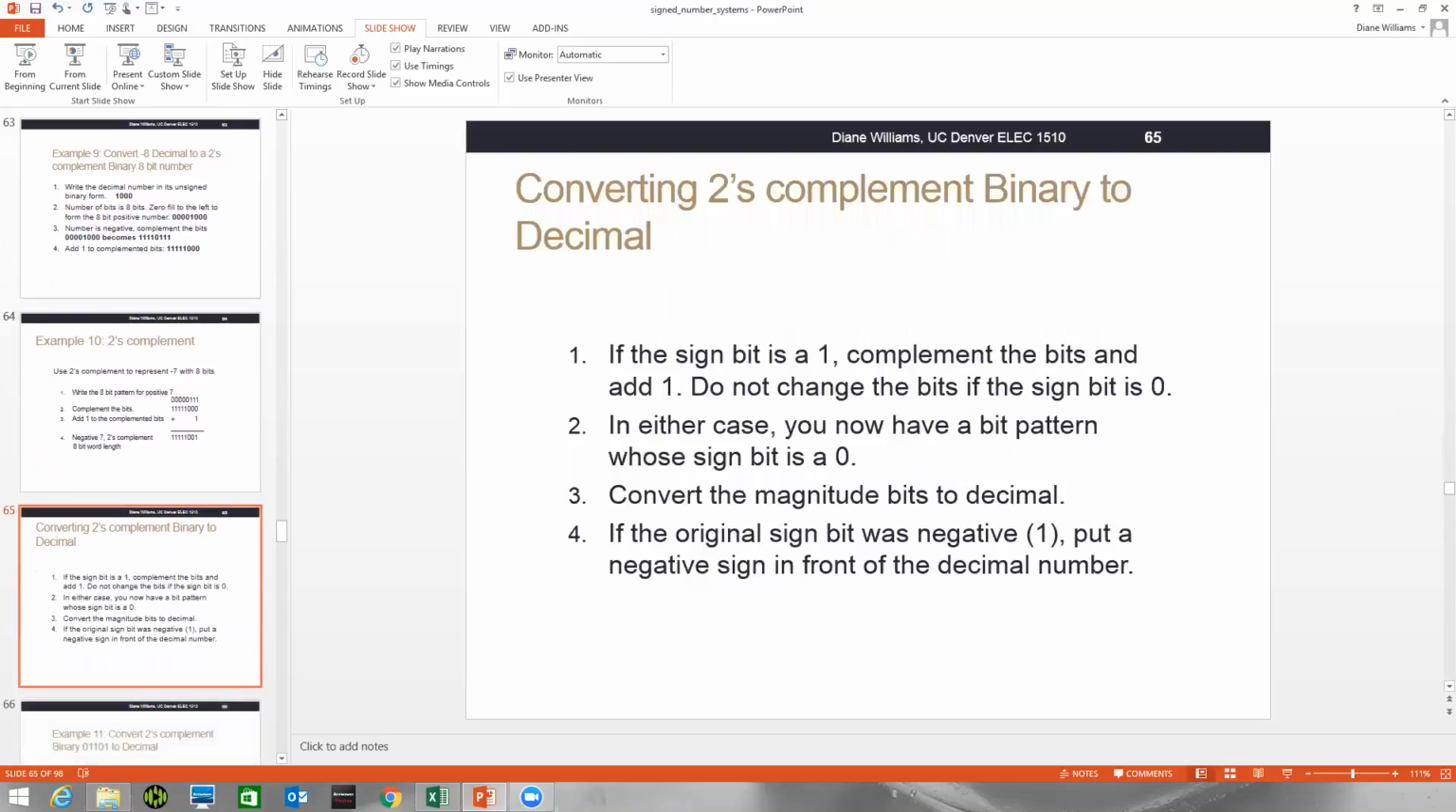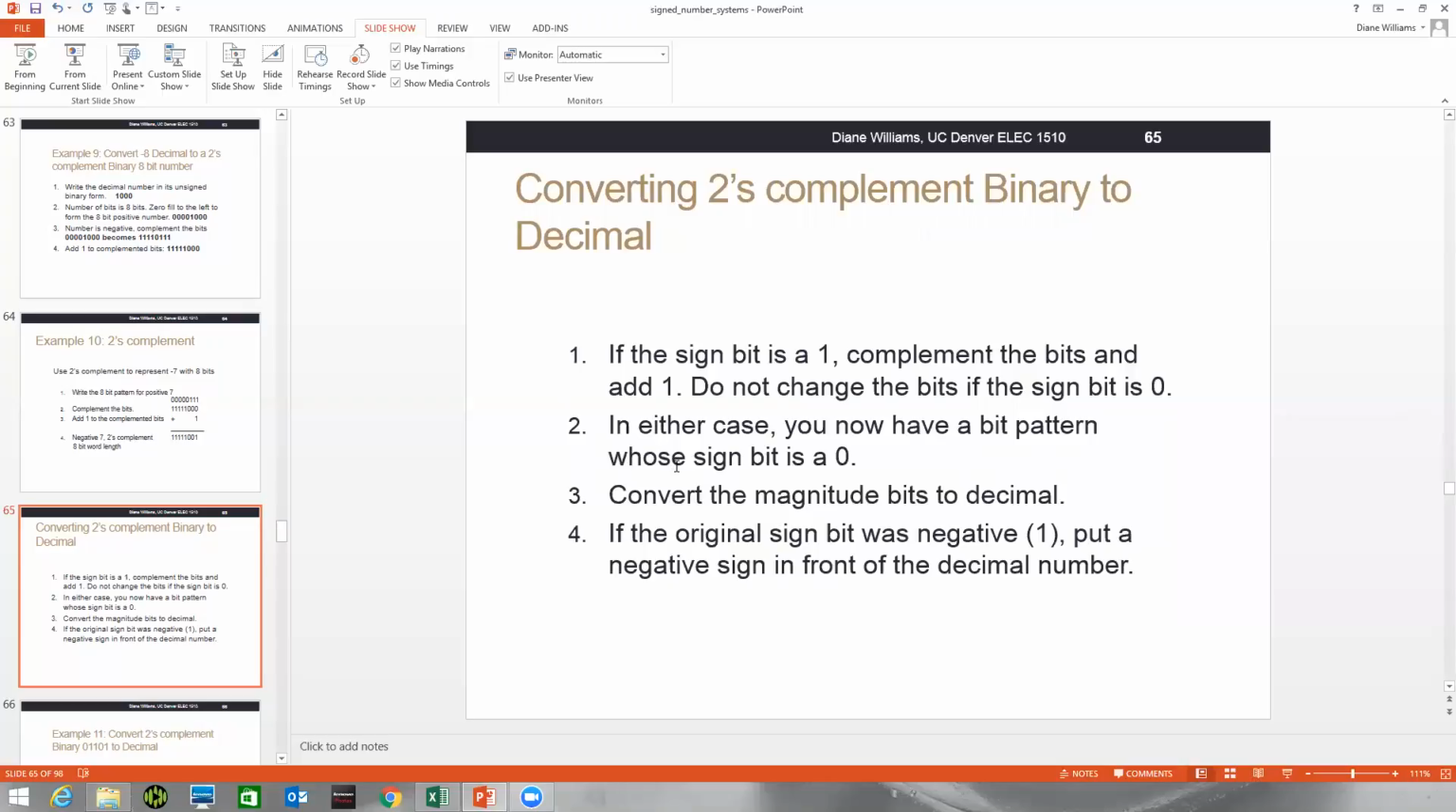All right, now, how do we convert 2's complement binary back to decimal? Well, first thing we do, whenever you're given a number and you're told it's a signed number, look at the sign bit. The sign bit will be the leftmost bit. So if the sign bit is a 1, you need to complement the bits and add 1. Don't change the bits if the sign bit is a 0. So only when it's negative. If the sign bit is a 1, you complement all of the bits and add 1. When the sign bit's 0, do not change them, right?